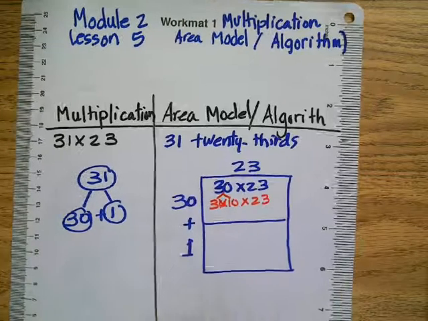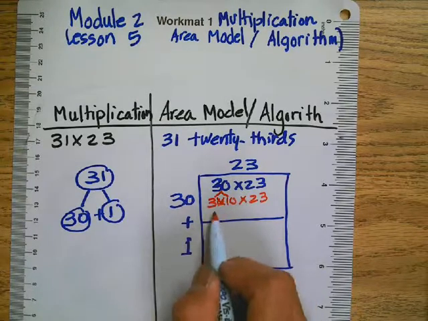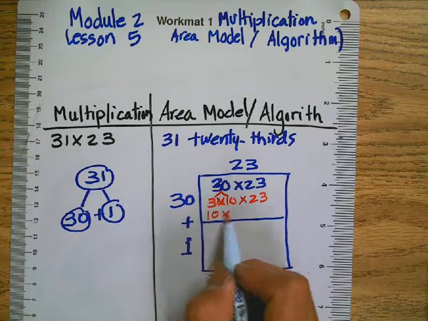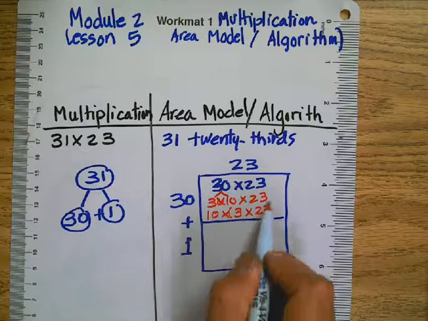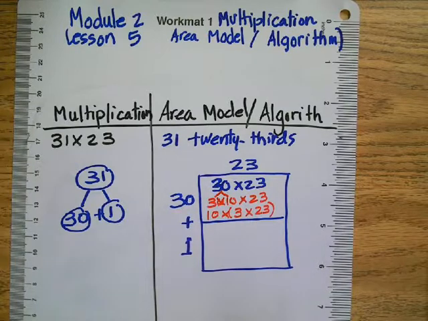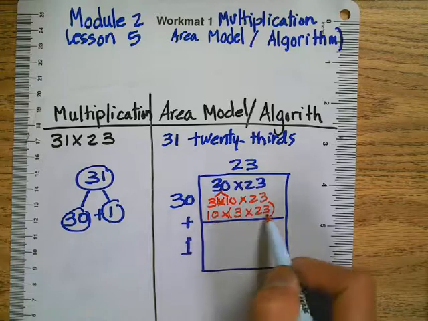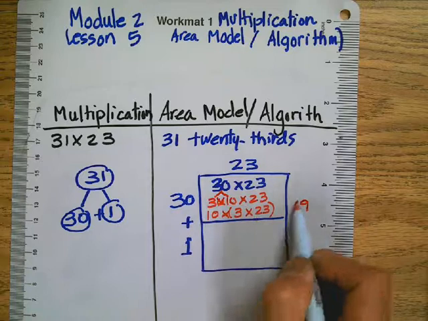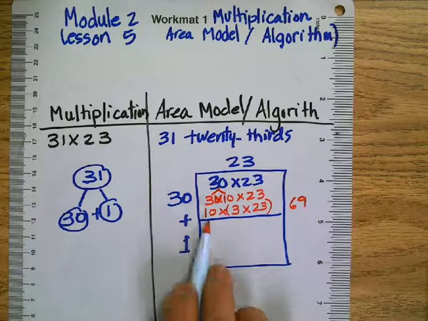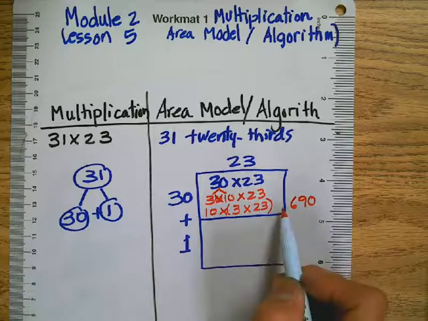Now, why do we do that? Because it's easier to associate numbers that are easier to multiply. So this becomes 10 times 3 times 23. So now you can associate these three numbers, and they're easier to multiply. So now watch what happens. 3 times 3 equals 9. And 3 times 2 equals 6, that's 69. Times 10, that's 690. So that is the partial product of this number.